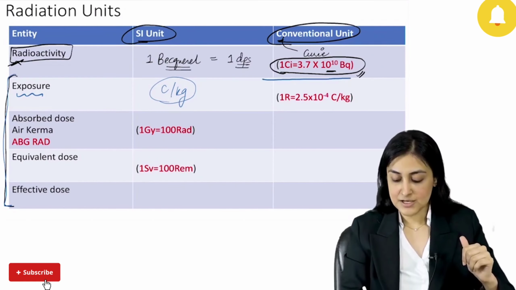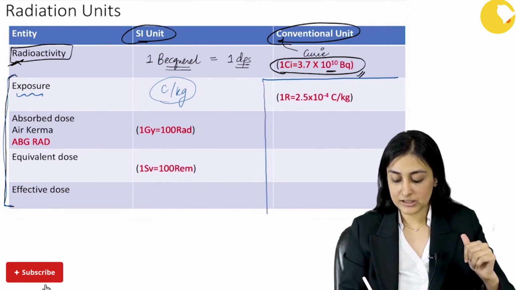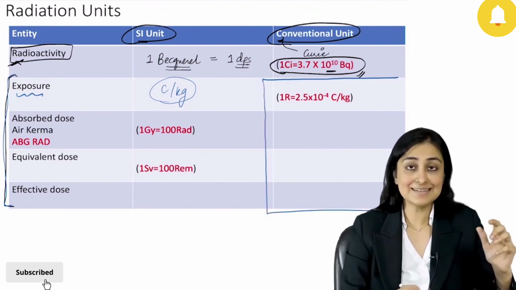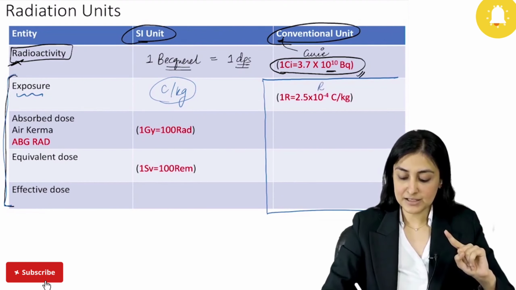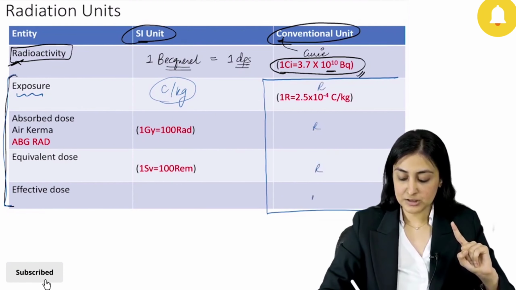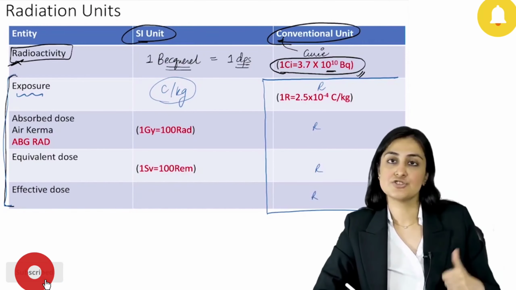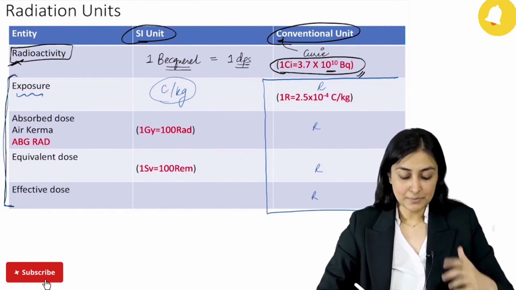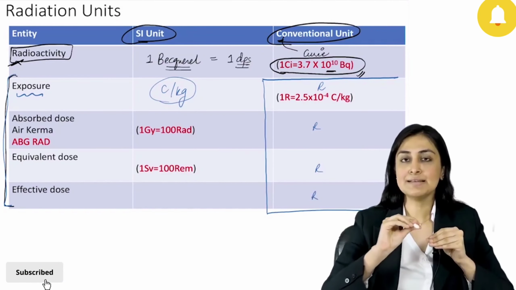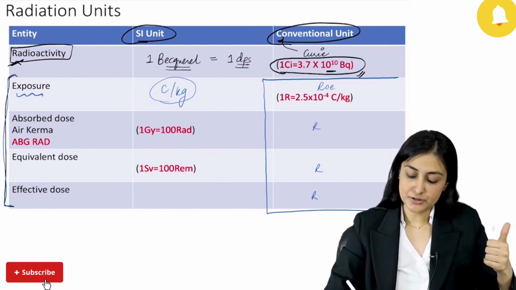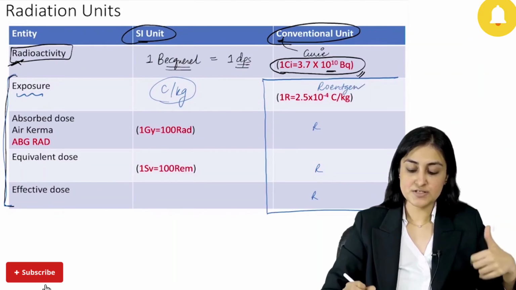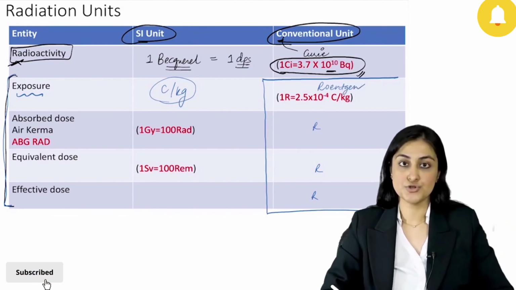Now the trick begins. So remember here that for all conventional units, for X-ray related stuff, all the upcoming entities are going to be starting with an R. So all of these are going to be starting with an R, which is conventional unit. So here, because it's the first thing that X-ray is doing to the mass, the conventional unit here is going to be Roentgen. So Roentgen is the conventional unit of exposure.